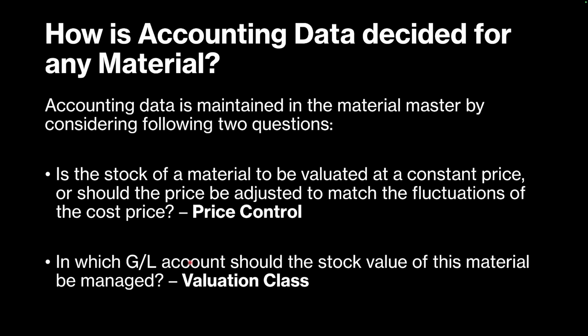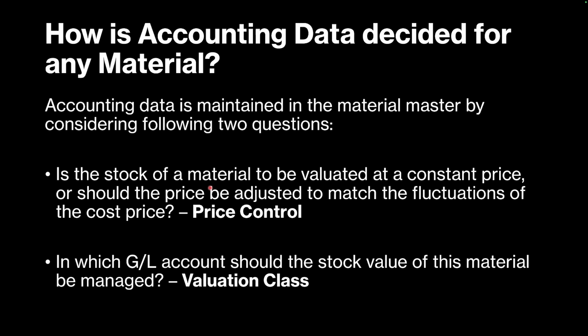Now let's understand how the accounting data is decided for any material. That is, in a business, what are the deciding factors on which you will base your accounting data? So basically you have to ask two questions. The first question is whether the stock of a material is to be valuated at a constant price, or should the price be adjusted to match the fluctuations of the cost price.